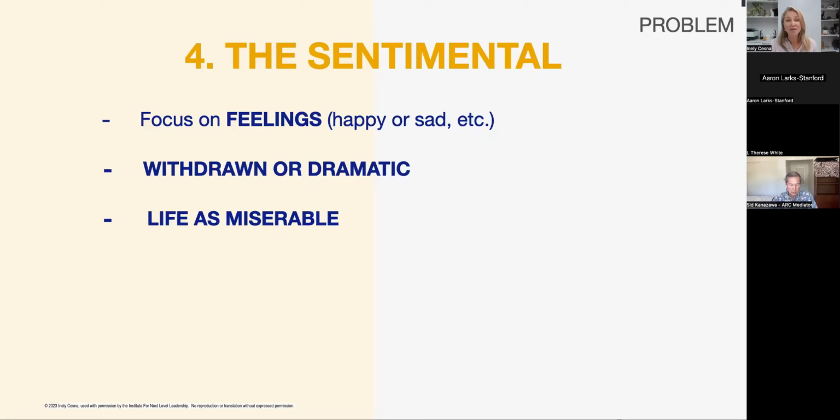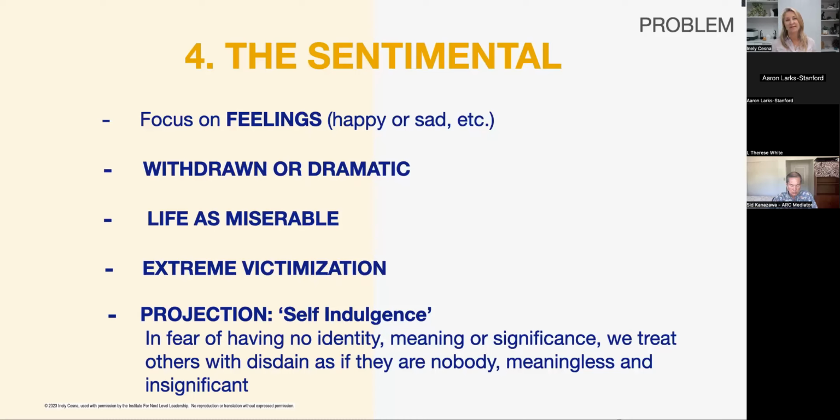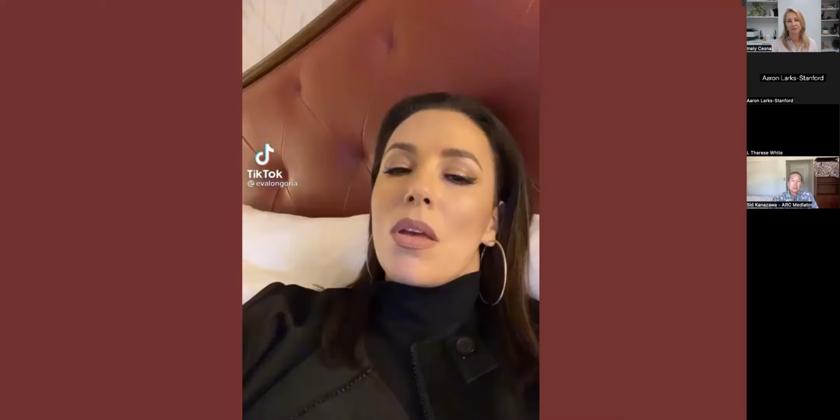They see life as miserable. It's like, look what they did to me, is the victimization part of it, extreme victimization. And the projection is the self-indulgence. What lies here is a fear of having no identity, no meaning, and no significance. So we start to treat others with disdain, as if they are nobody and they have no meaning, they're meaningless and totally insignificant. We become over-sentimental and very indulging in ourselves, very individualistic and almost narcissistic. That's the underlying pattern here. So let's watch this short video representing this.